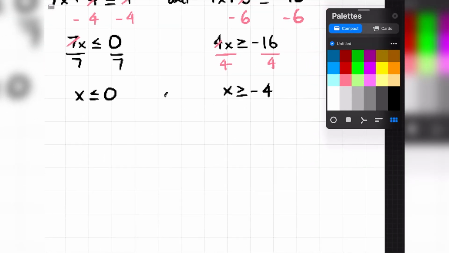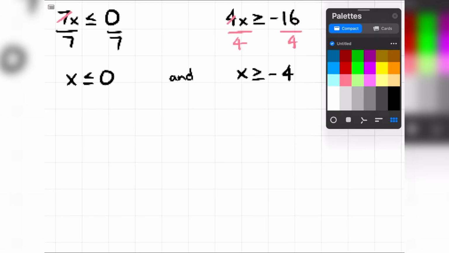Now you need one that satisfies both of these, right? So the inequality notation solution is going to be written like this: negative 4 is less than or equal to x, which is less than or equal to 0. There you go. That is the solution for the inequality.